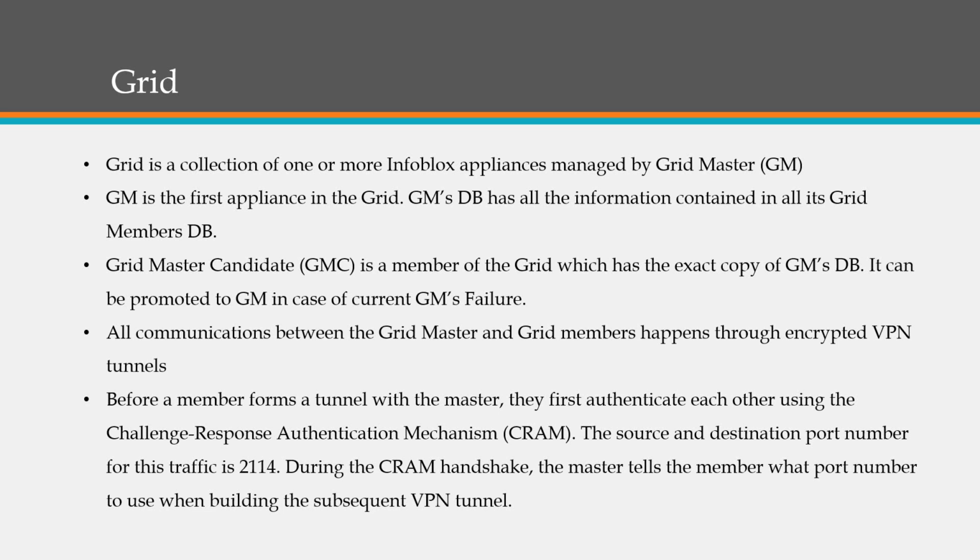By default, the port that is used for VPN tunneling is UDP port 1194. But this is configurable from the grid.